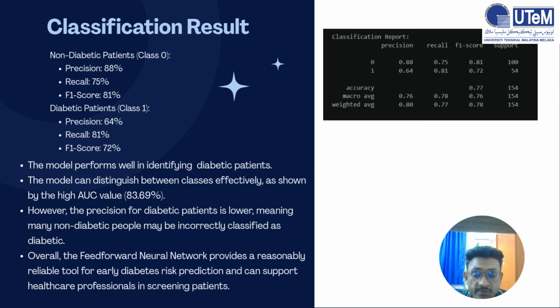As you can see from our classification result, our model performed well on identifying diabetic patients. It is capable of differentiating two different classes, as you can see from the AUC value. However, the precision for diabetic patients is low, meaning non-diabetic patients will be incorrectly classified as diabetic patients. Overall, this feed-forward neural network should be able to help professionals screen patients and can be used as a reasonable tool for early diabetes detection.